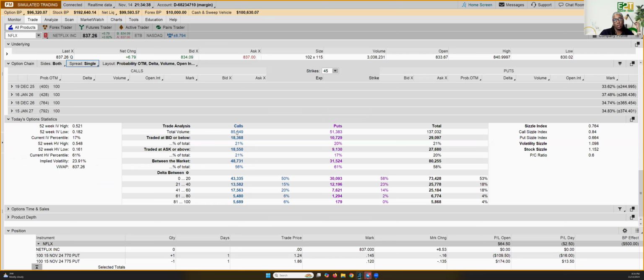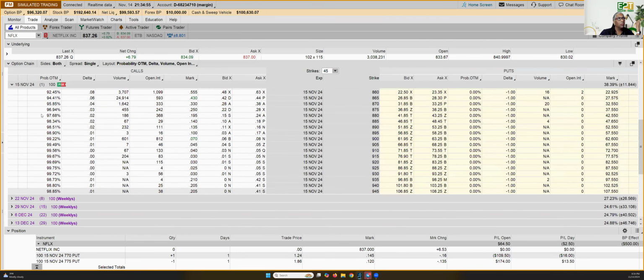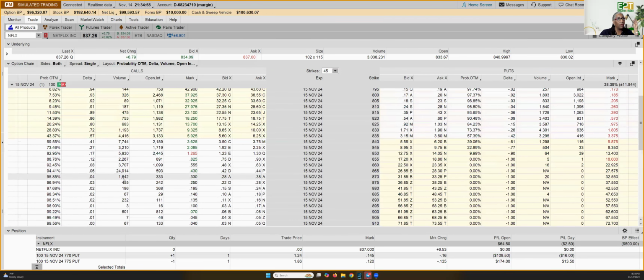There's 85,000 calls on Netflix and 51,000 puts. So at this point, there's more calls in the pipeline than there are puts. So when we go to look at the option chain, you're looking for the volume. There's high volume at 865. Look, these people are thinking it's going up to 865. There's 24,000 people who have volume there.